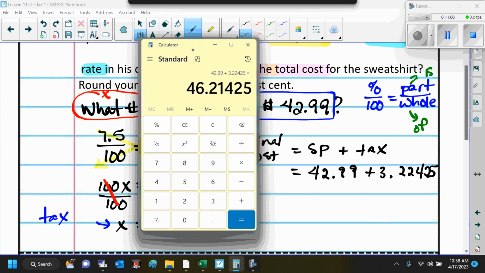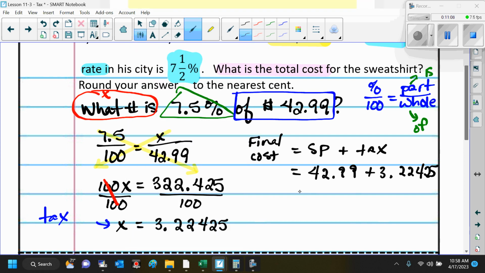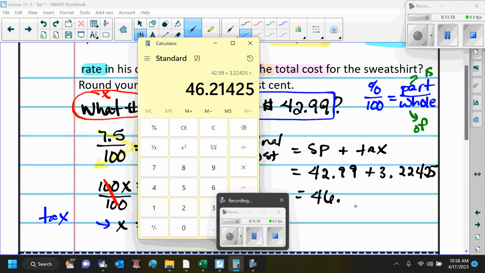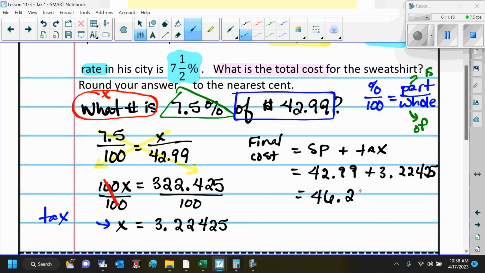So here we get 46 point, so this is 46.21425. Now, if I want to round to the nearest cent, what does that 4 tell me to do? Stay the same. So this is going to be $46.21, and that is my final cost.